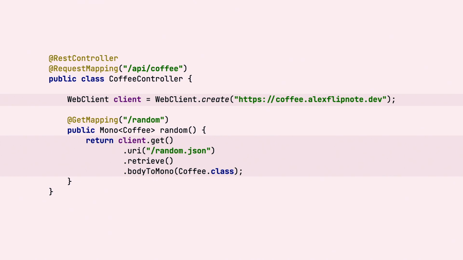So that's the base URL. The random.json is the URI we're calling. We're saying, hey, retrieve this, and when you're done, I want you to take the response body and turn it into a Mono. Here's the type of class that you're going to use.